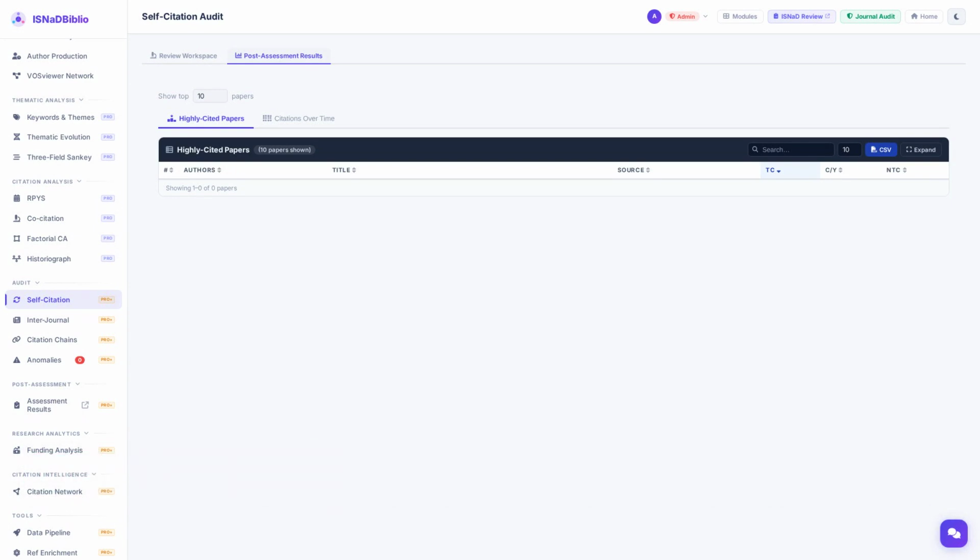You can now judge whether the level of self-citation in your dataset is reasonable. In the next module, we turn to interjournal citations.